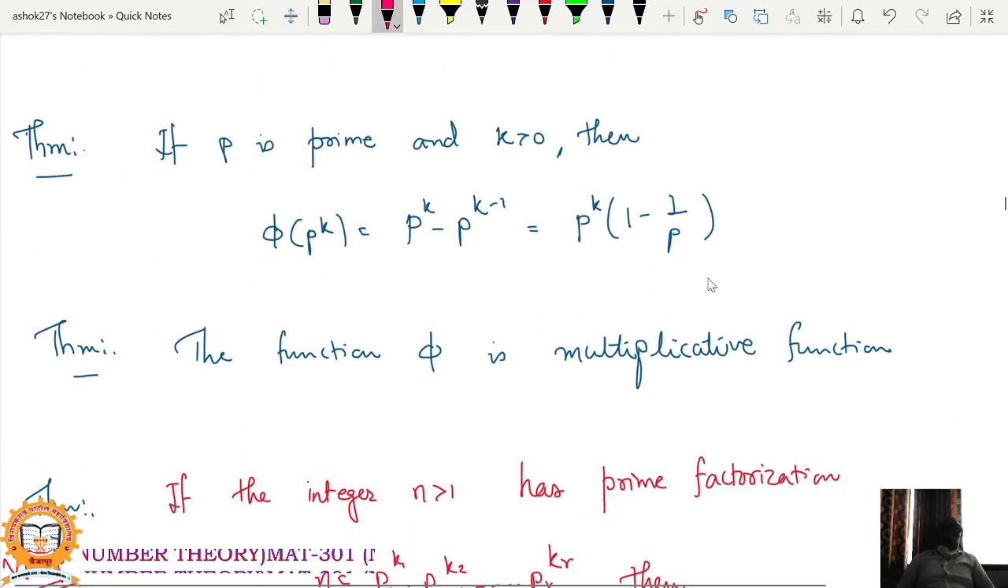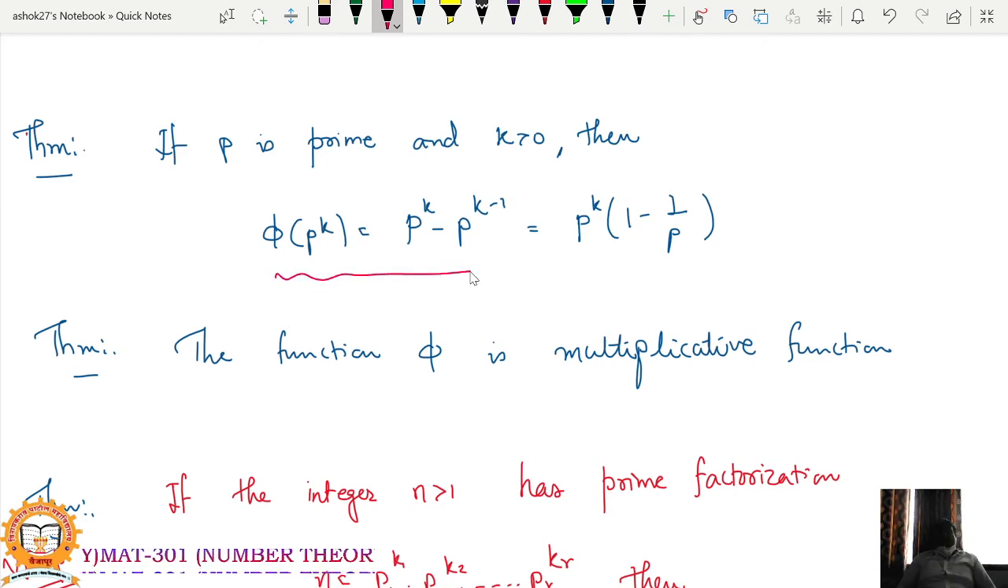Next, there are certain properties of this Euler's phi function. If p is prime and k is greater than 0, then what is phi of p raised to k? It is nothing but p raised to k minus p raised to k minus 1, or p raised to k into 1 minus 1 upon p. So this is one formula to calculate phi if n is given in powers of a prime number.